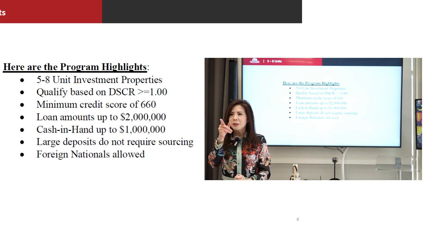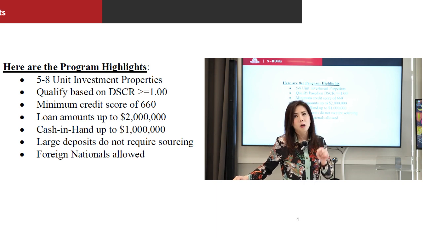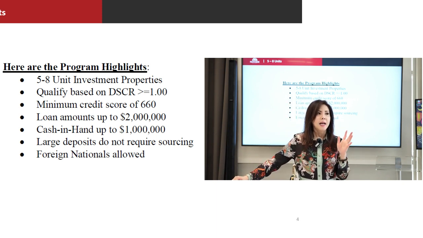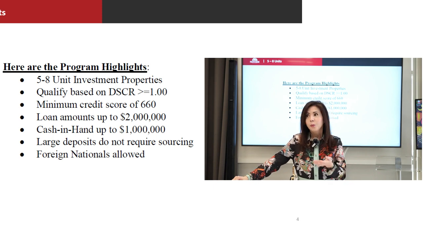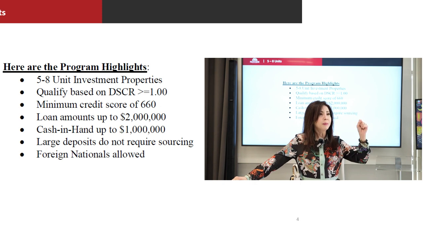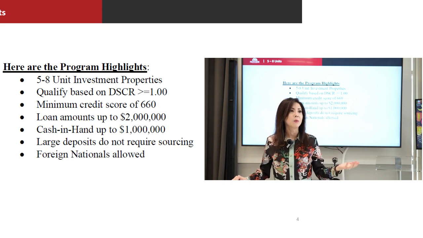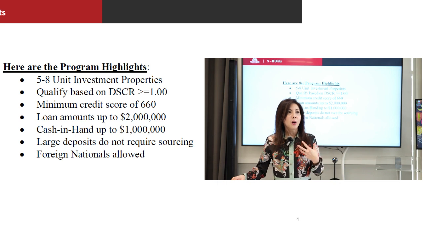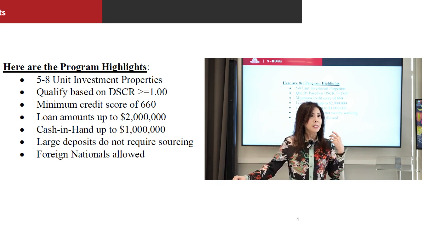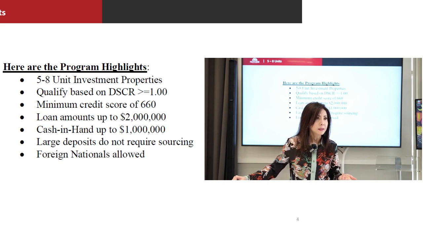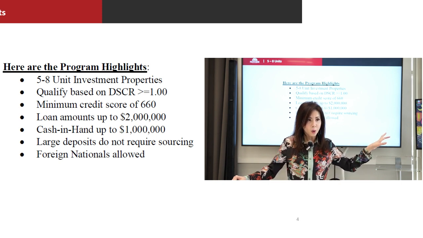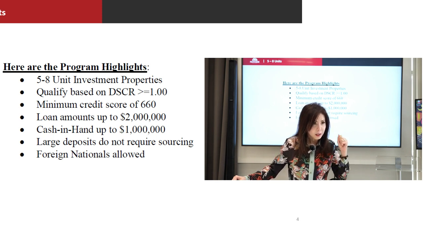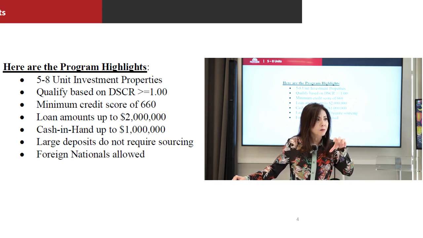Okay. What does it mean, cash in hand up to $1 million? If somebody currently owns a 5 unit or 8 unit property and they want to refinance cash out, they can bring home up to $1 million in hand. For example, they currently have a debt of $800,000 and they want cash to bring home. They refinance cash out with us with a loan amount of $1.8 million, to pay off the $800,000 on the old loan and bring home $1 million cash, put in the pocket or in the bank statement. They can use it for any reason they want. So they can cash out from the 5 to 8 units up to $1 million cash to bring home.